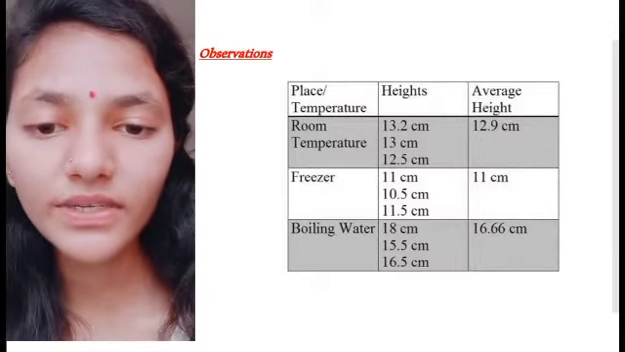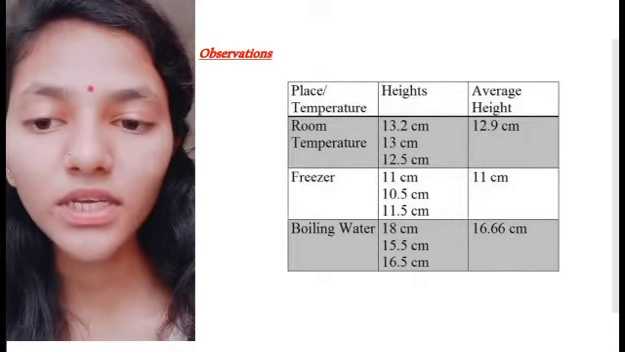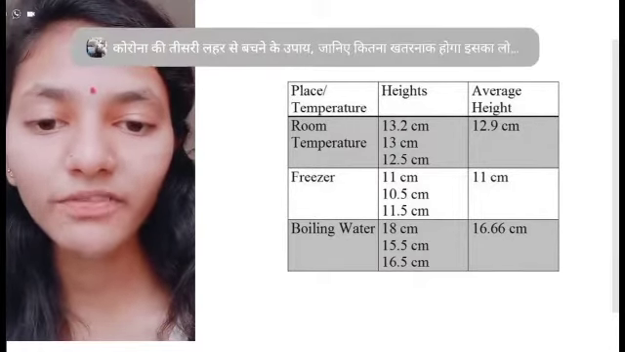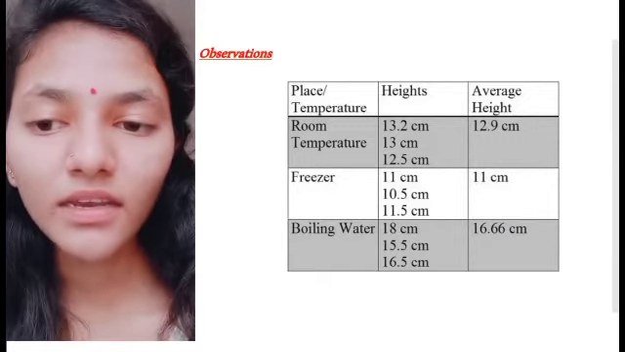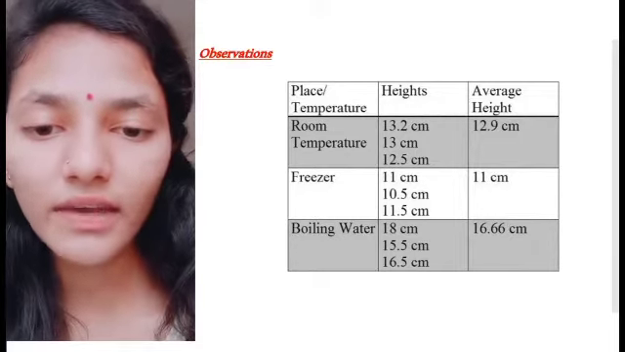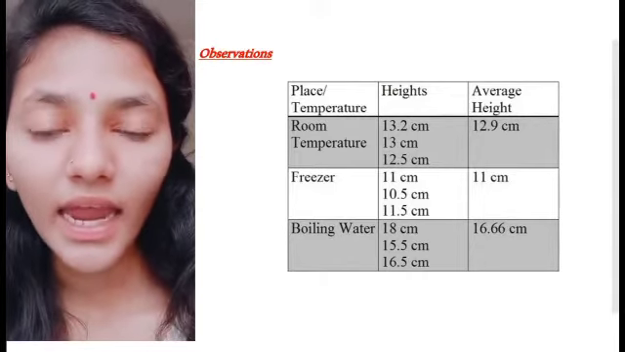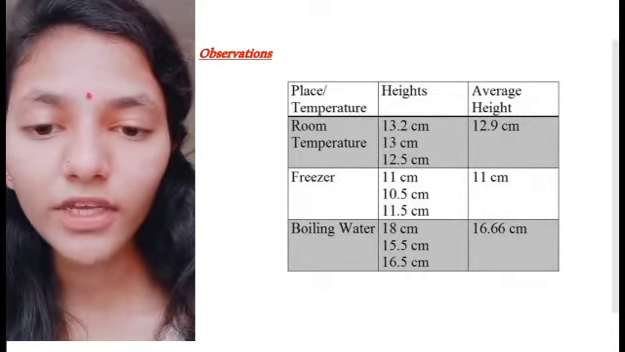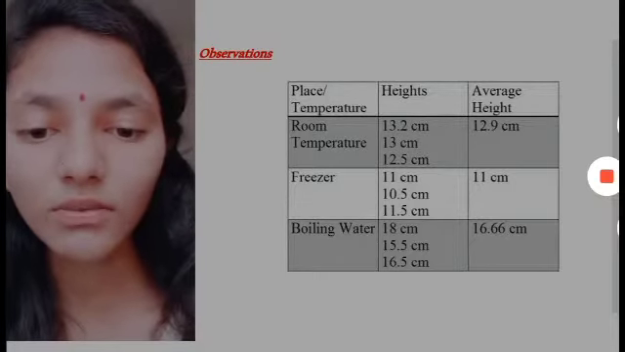Seventh point of my presentation is observation. This is my observation table. First, room temperature. Height is 13.2 cm, 13 cm, 12.5 cm. Average height is 12.9 cm. Second, freezer. 11 cm, 10.5 cm, 11.5 cm. Average height is 11 cm. Third, boiling water. Height is 18 cm, 15.5 cm, 16.5 cm, and average height is 16.66 cm.